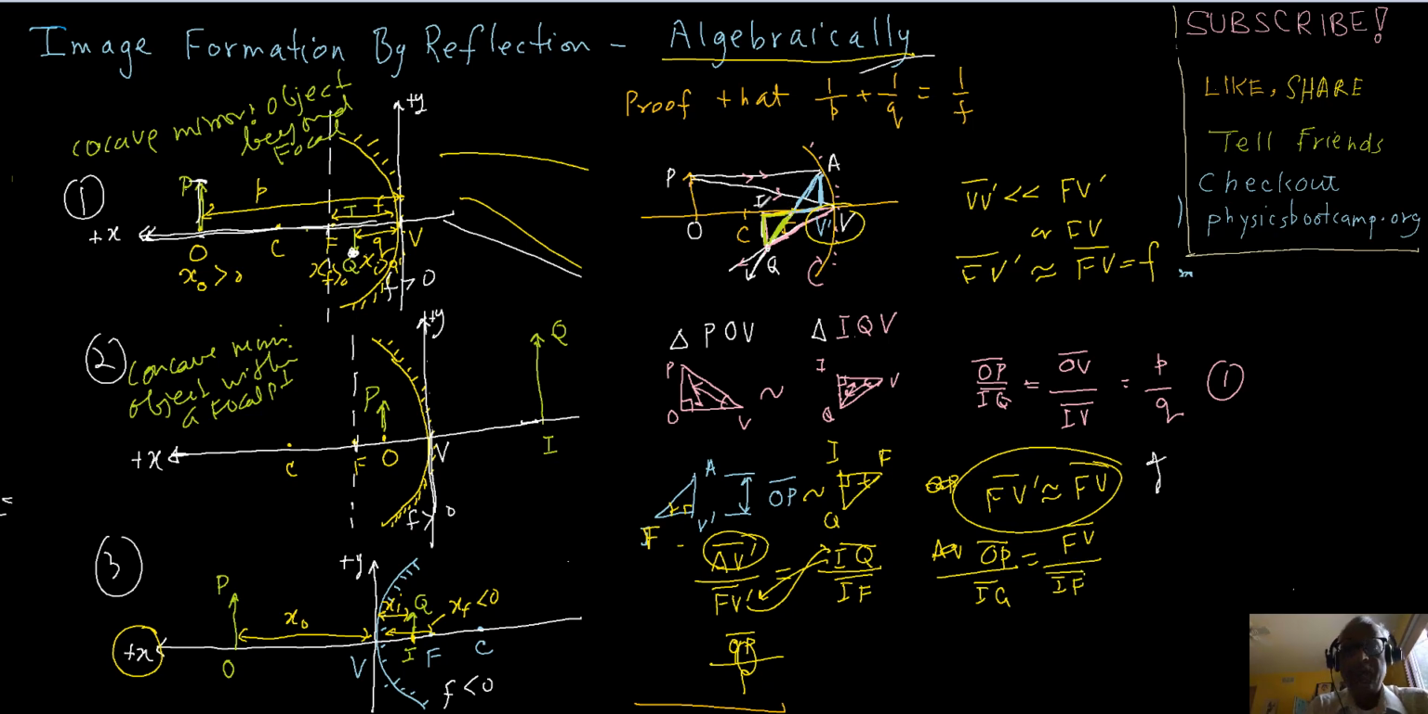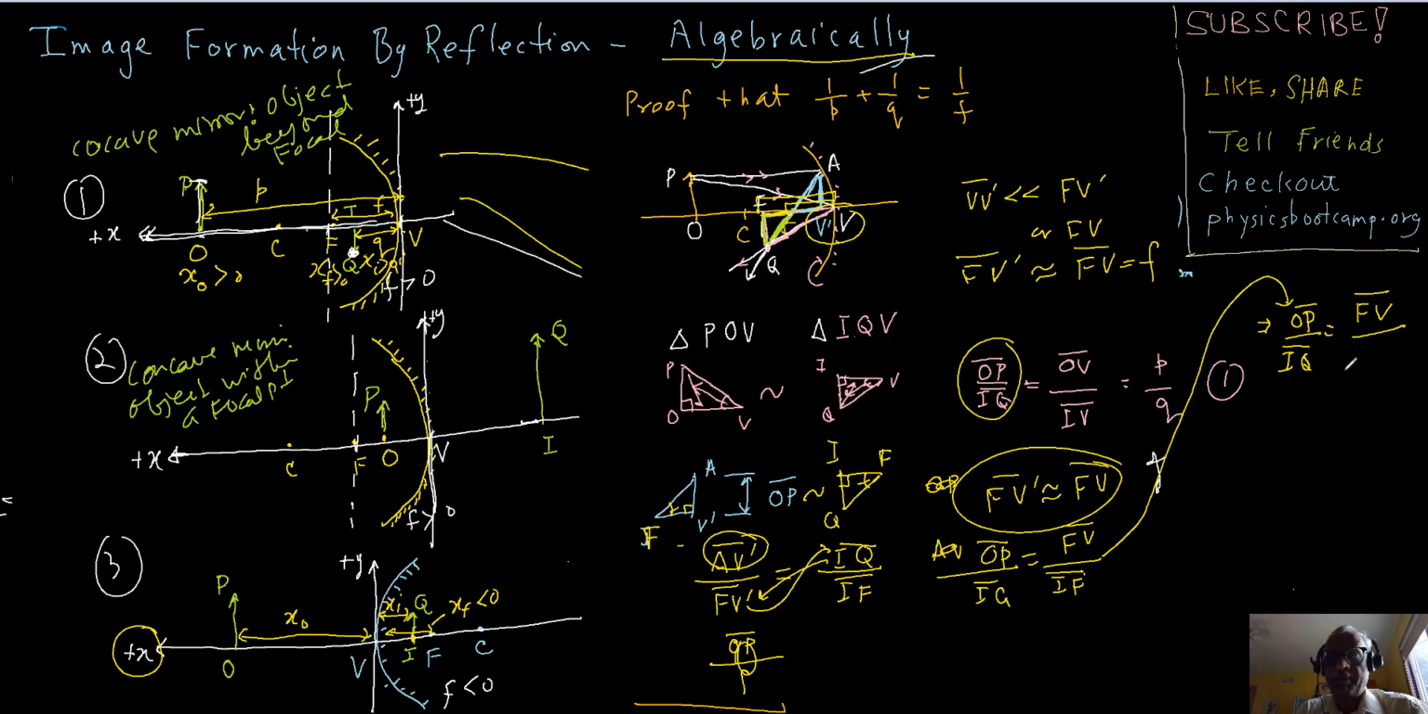Now let's look at IF. IF is IV minus FV. So this thing becomes OP over IQ bar, which is the left side of equation 1, and the right side is FV bar over... I'm looking for IF, so I go all the way to IV and subtract FV from there. Okay, so I got this. This is equation number 2.